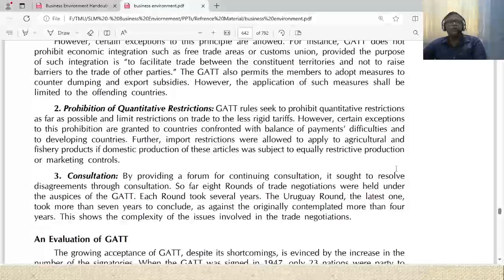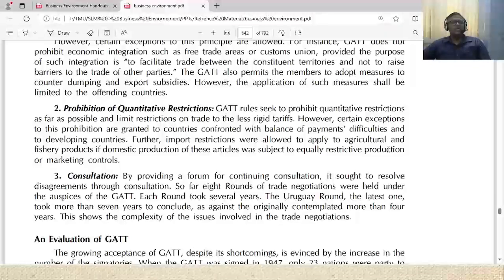Second is the prohibition of quantitative restrictions. The GATT rules seek to prohibit quantitative restrictions as far as possible and limit the restrictions on trade to the less rigid tariffs. However, certain exceptions to this prohibition are granted to the countries confronted with balance of payments difficulties and to the developing countries. Further, import restrictions were allowed to apply to agricultural and fisheries products if domestic production of these articles is subject to equally restrictive production or marketing controls.